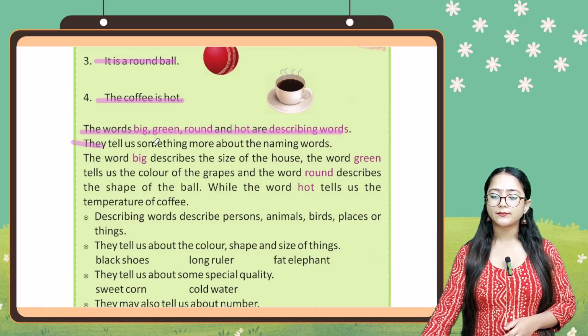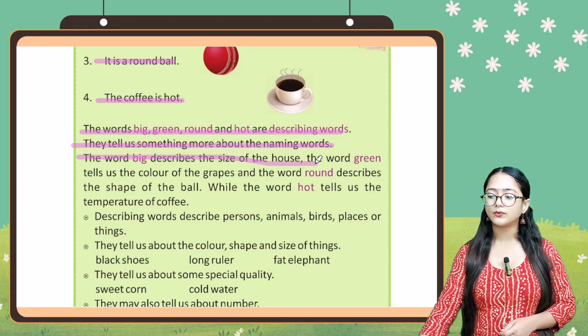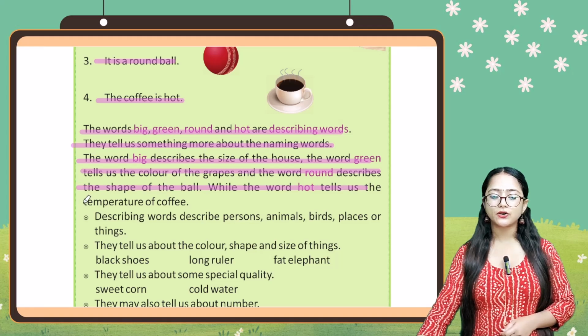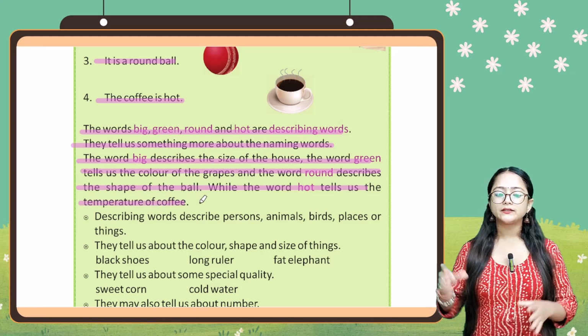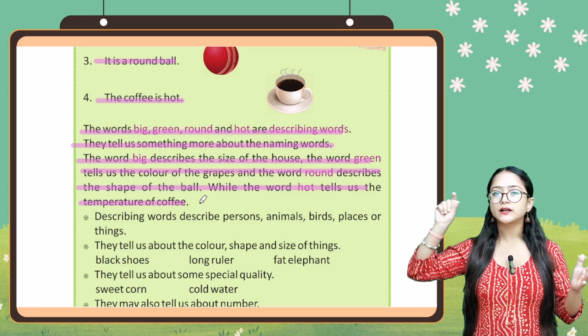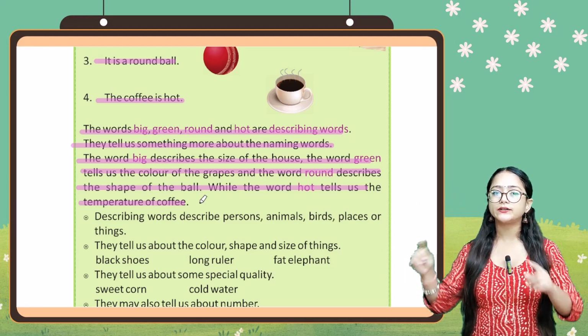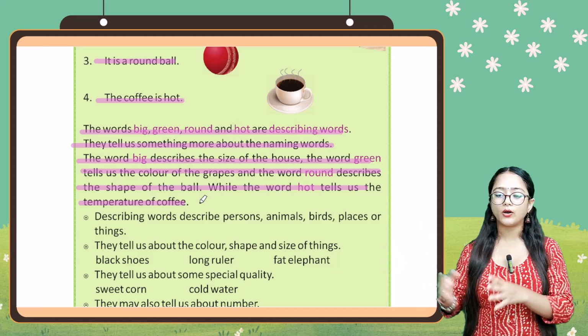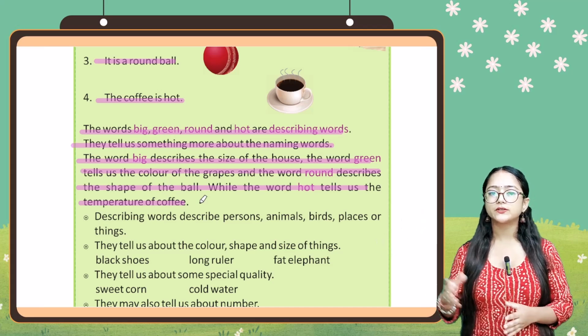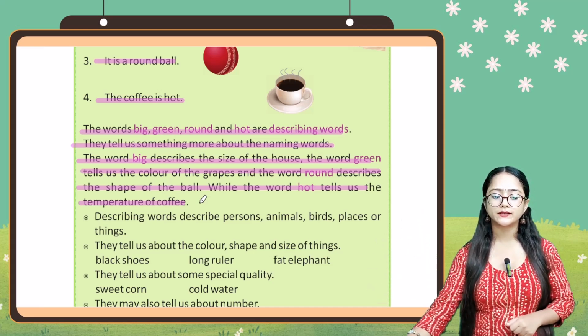They tell us something more about the naming words. The word big describes the size of the house. The word green tells us the color of the grapes and the word round describes the shape of the ball, while the word hot tells us the temperature of coffee. So basically, the word big describes the size of the house, green tells us the color of the grapes, round describes the shape of the ball, and hot tells us about the temperature of the coffee. Okay, so these all are the describing words or adjectives.